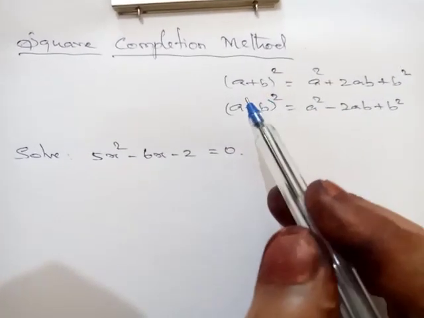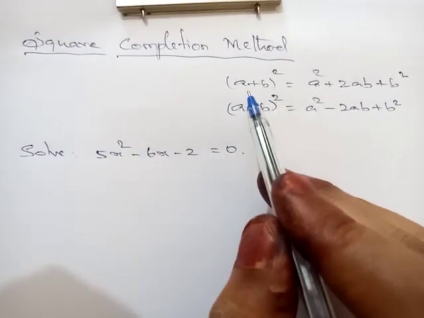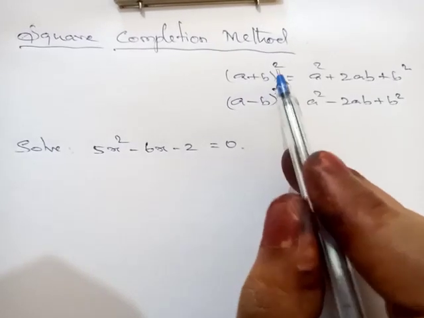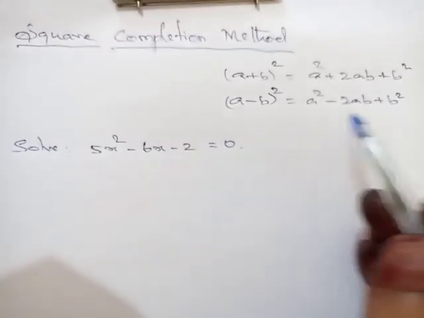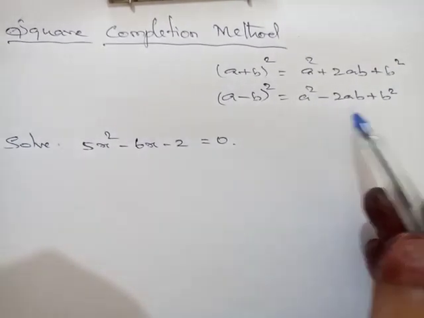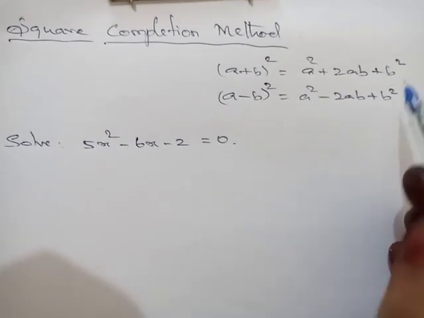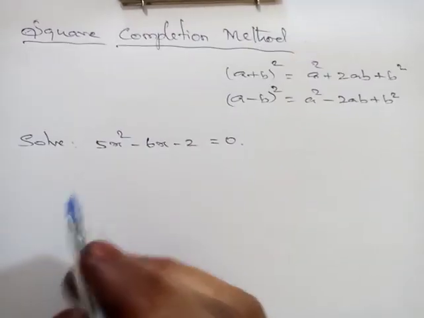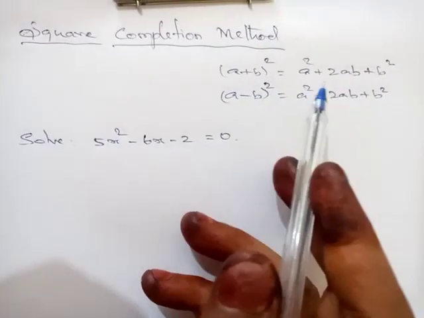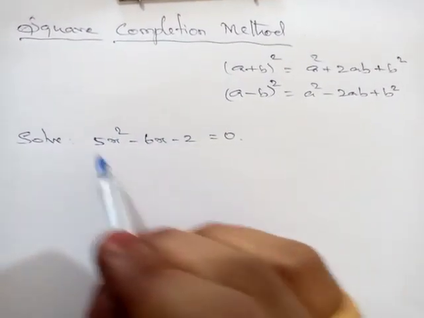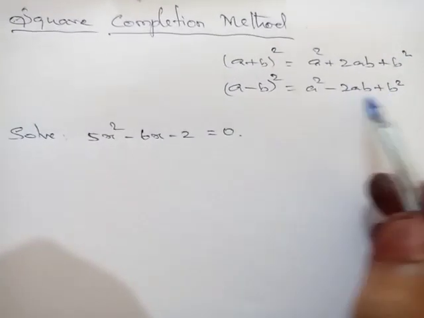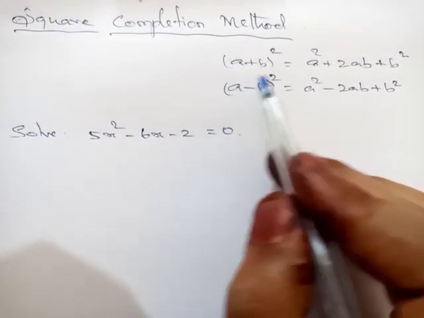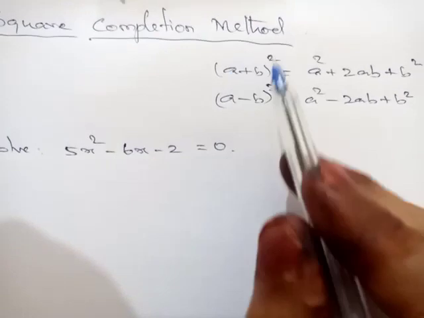Okay. So for the square completion method, we need these two formulas: a plus b the whole square, and already we know a minus b whole square also, that is a square minus 2ab plus b square. So by using these formulas only, we are solving this. Very easy. Just listen. The given question will be in this format. We have to change it, then after that we have to bring it into the whole square format.